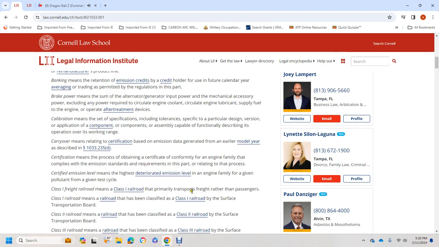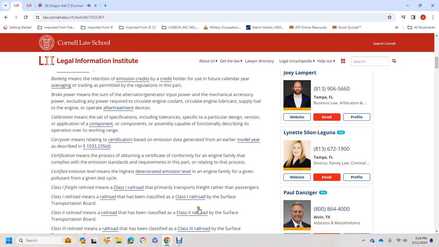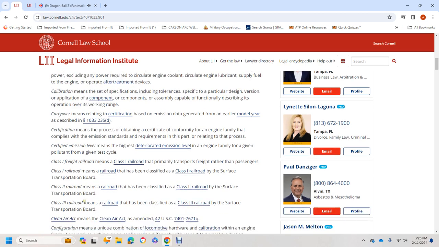Class I freight locomotives means locomotives that primarily transport freight rather than passengers. Class I railroads means railroads that have been classified as Class I railroads by the Surface Transportation Board. Class II railroad means a railroad classified as Class II by the Surface Transportation Board. Class III railroad means a railroad that has been classified as Class III by the Surface Transportation Board.